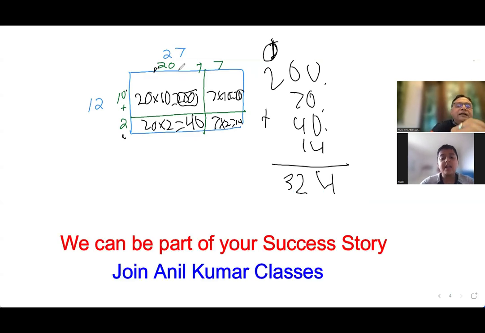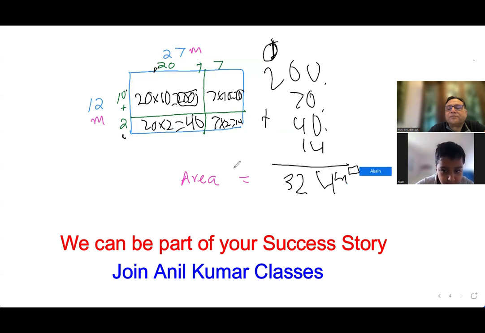324. And if my units were, let us say, meters, then what will be your unit for area? Meter square? Correct. Meter square, right? Yeah. Very good way of writing.